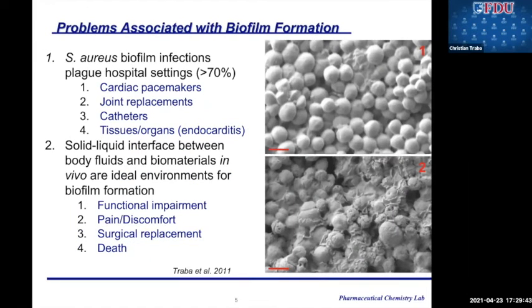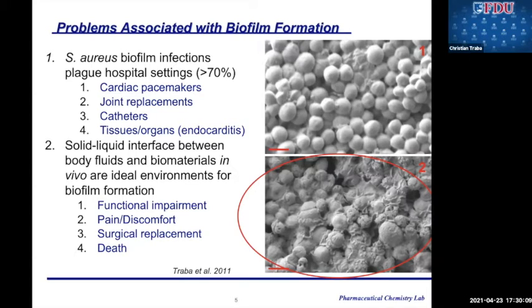Image 1 is a scanning electron microscope image of a 1-day-old S. aureus biofilm, and the scale bar is 1 micron. Image 2 is another scanning electron microscope image of a 7-day-old S. aureus biofilm. The scale bar for image 2 is also 1 micron.